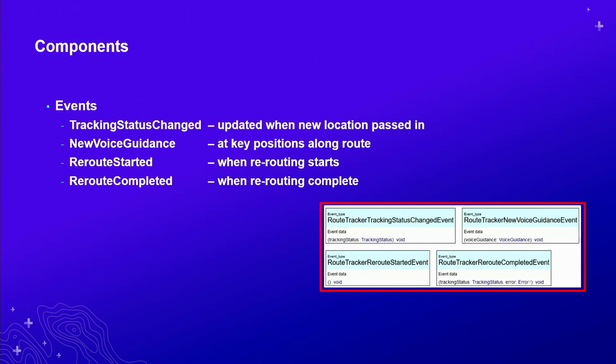Next, we have events. We have a tracking status changed event. This one's raised when new locations are passed in, and it returns a tracking status object. We have a new voice guidance event. That's giving us voice guidance, which is just a text or string that you would pass to the text-to-speech engine. And it's raised at key positions along a route. And then finally, you have rerouting started and rerouting completed. As they sound, they're raised when a rerouting event starts and when it's completed. So you might need to get some user feedback or do some sort of other application logic during that time.